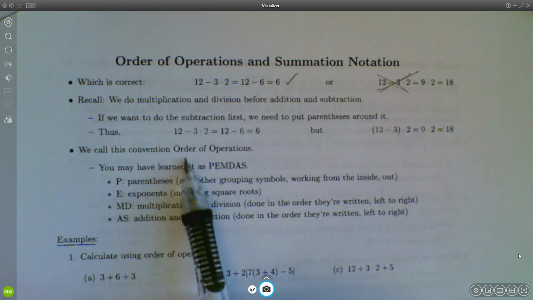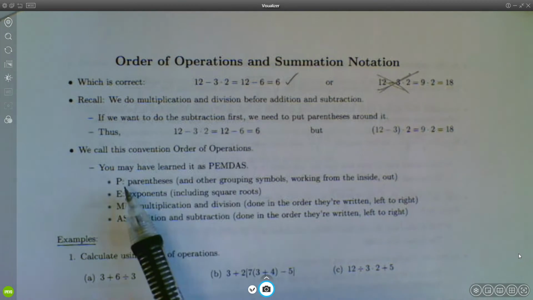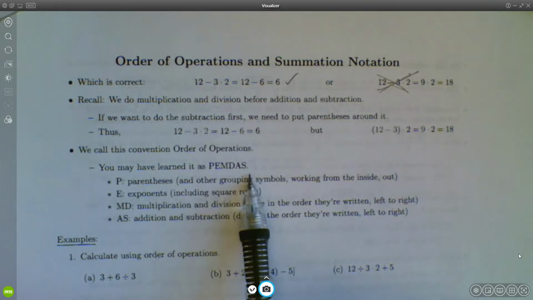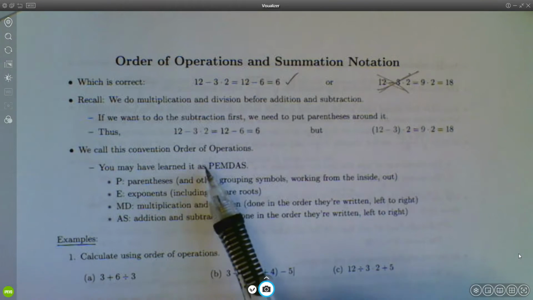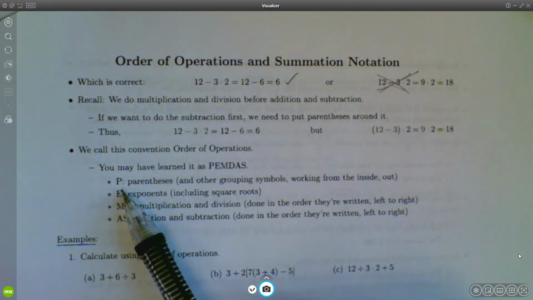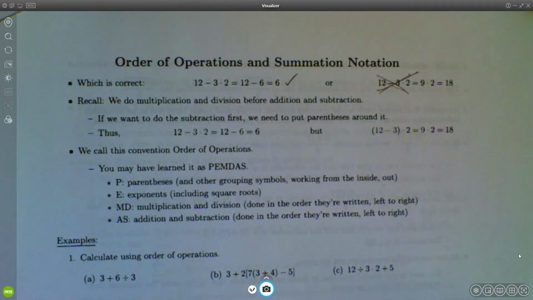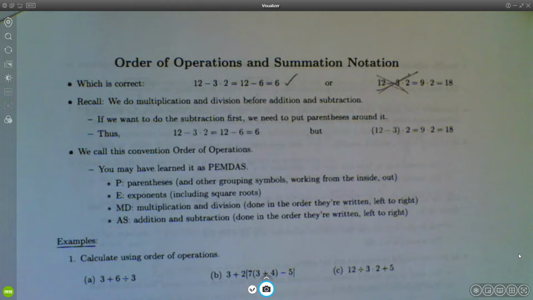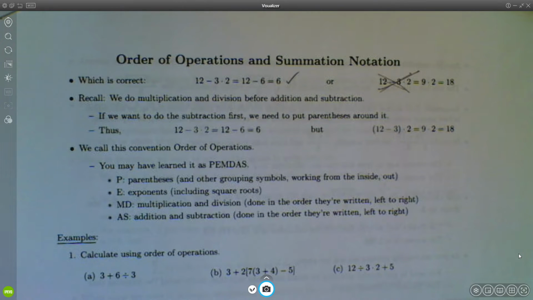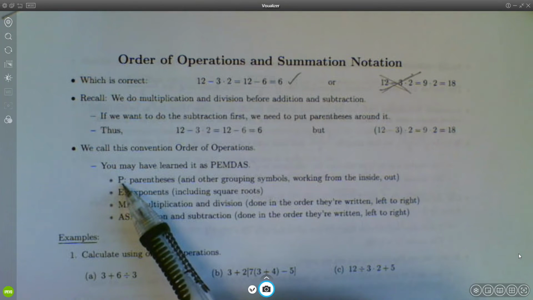We call this convention order of operations, and you may have learned it as PEMDAS, or Please Excuse My Dear Aunt Sally, or something like that. In this acronym, P stands for parentheses, and any other grouping symbols like brackets, and you always work those from the inside out, so the innermost set of parentheses and then outwards. So that's the very first thing you should do when you're trying to work out the answer to an expression. Do the stuff inside of the parentheses first.